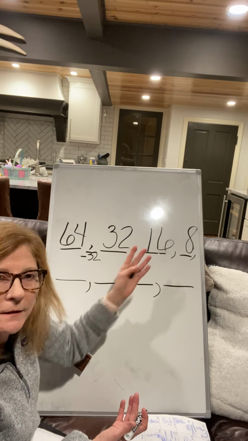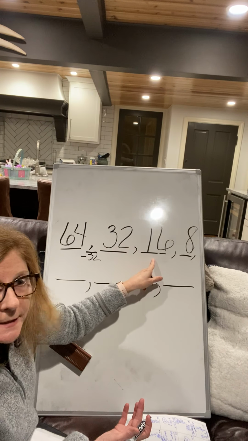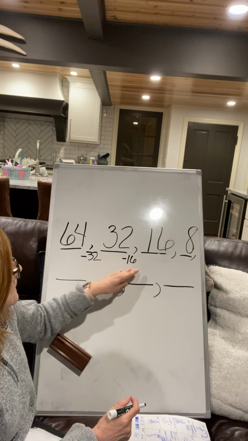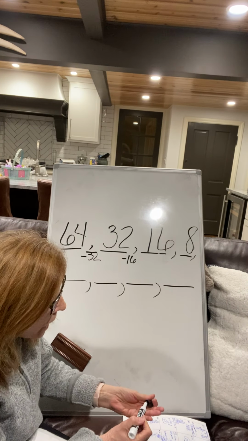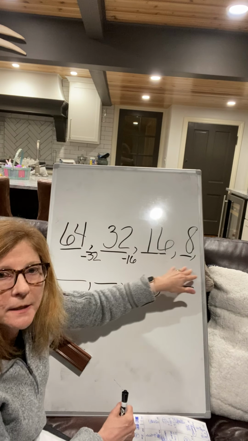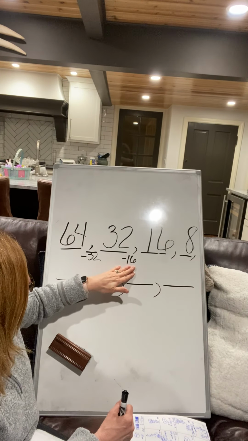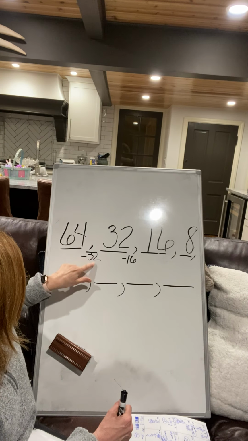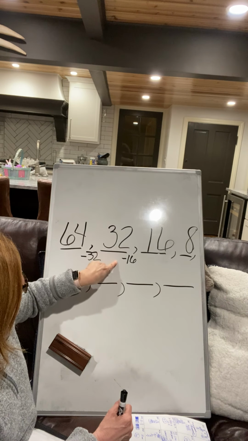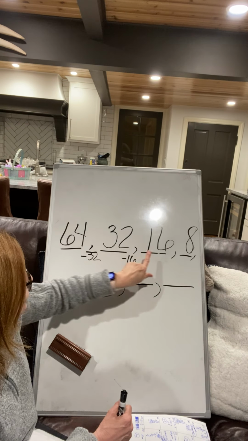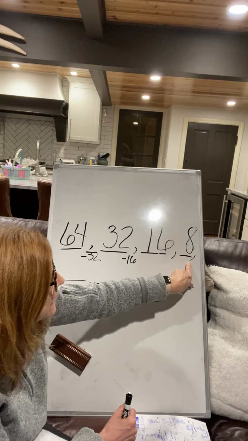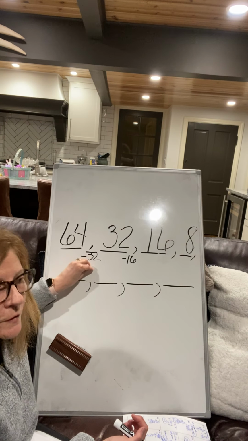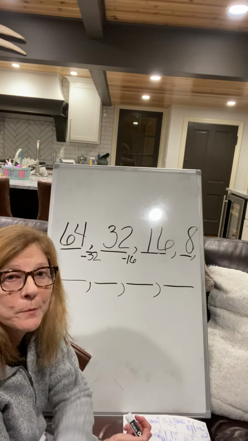So how far is it? What is the difference between 32 and 16? It is 16 different. Okay, so the pattern is not that we subtract the same thing to get the next term. But if we look, the next number is exactly half of the first term. If we have 64, we get 32. If we have 32, we get 16. If we have 16, we get 8. So there's our pattern.